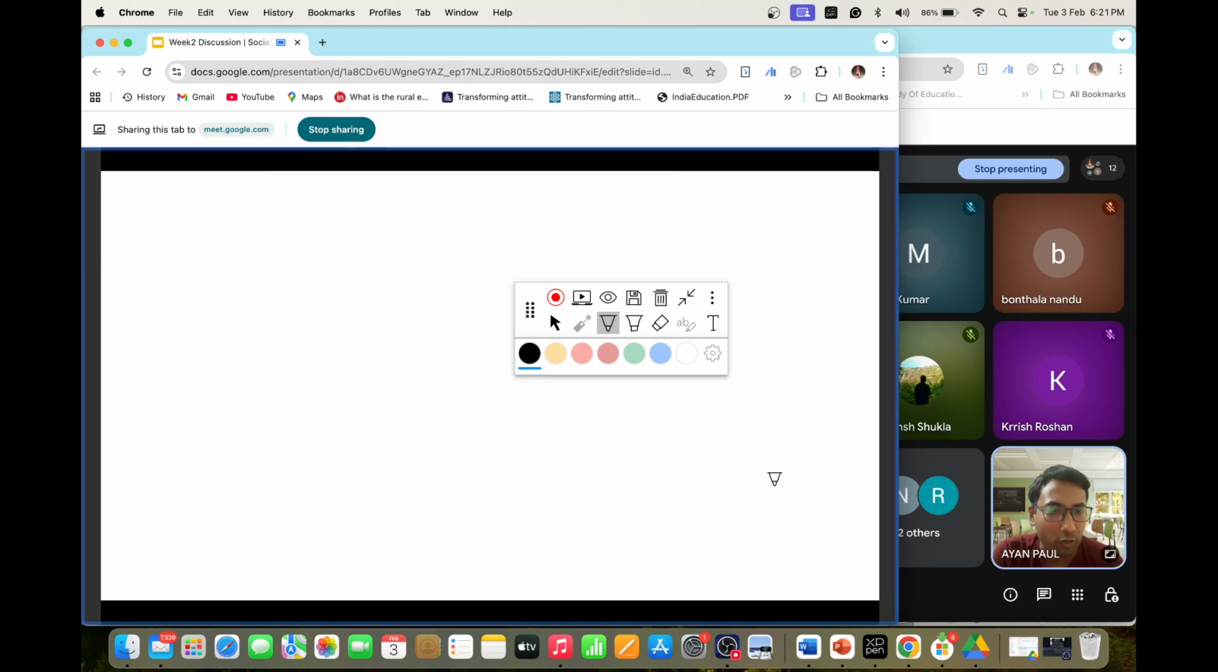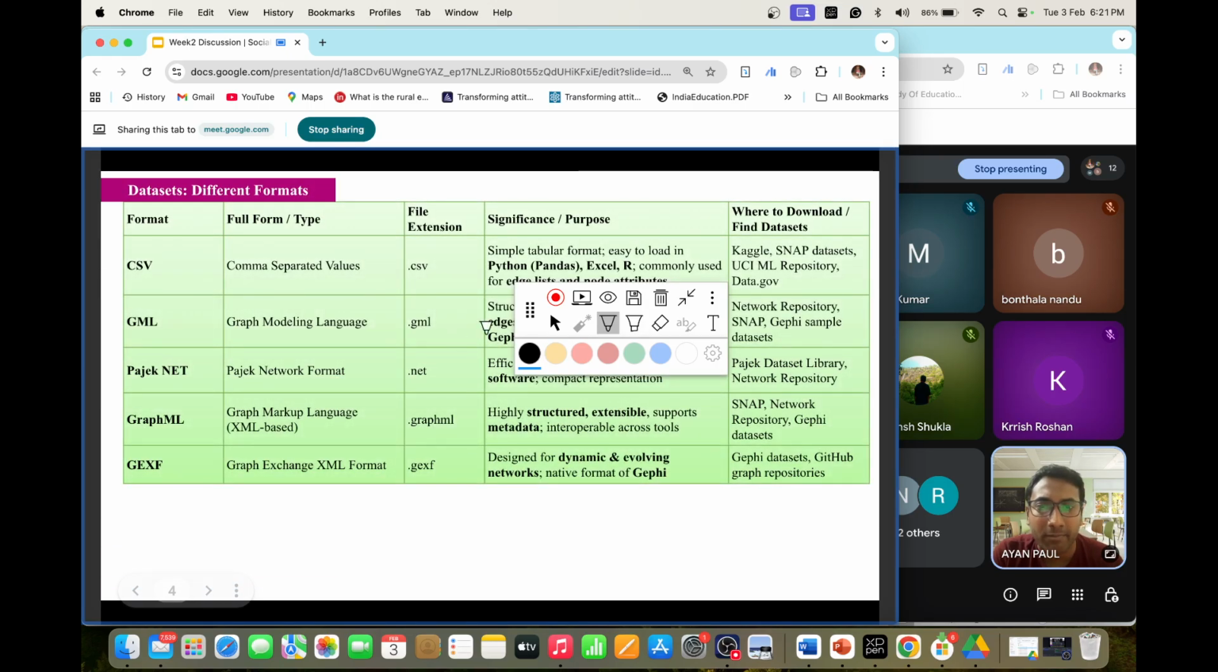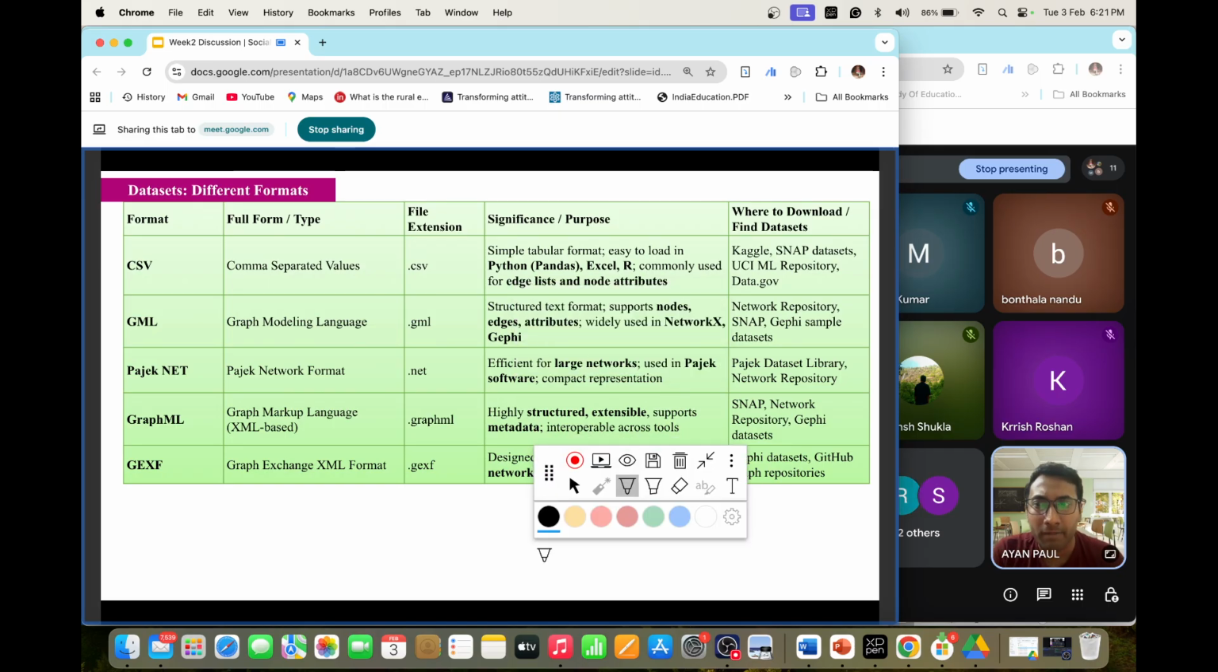So you have seen something called Pajek. What is this? Datasets can be of different formats, and one format is Pajek. The simplest format is CSV, comma separated values. You must have seen CSV files again and again. It is very similar to your Excel file, only the data is separated by commas. In Excel you have columns and rows, with data separated by cells. Here data is separated by commas. So that is the .csv format, and the file extension is .csv.